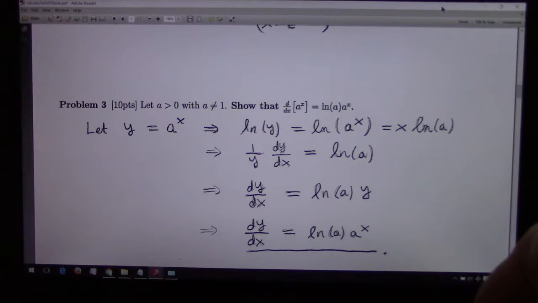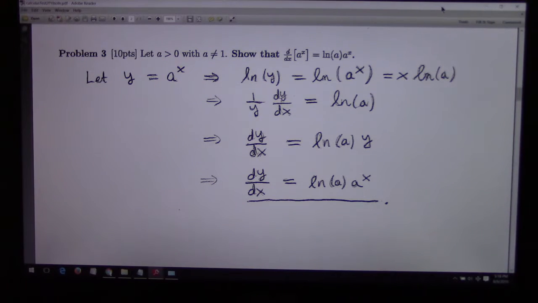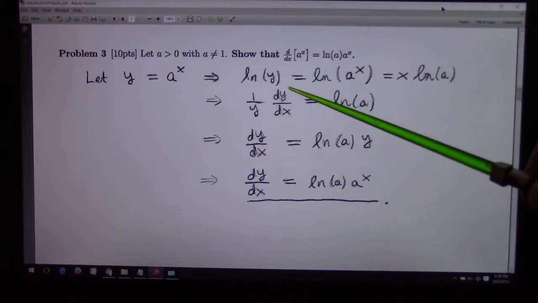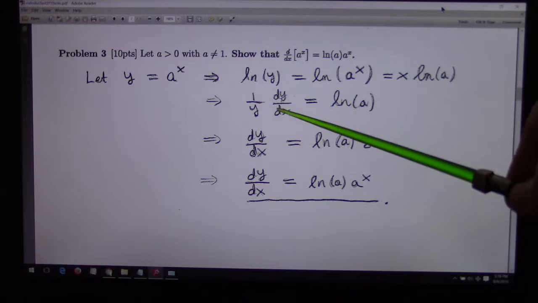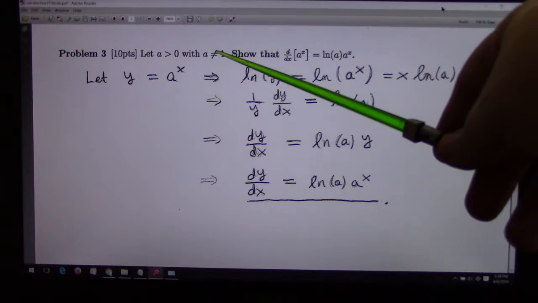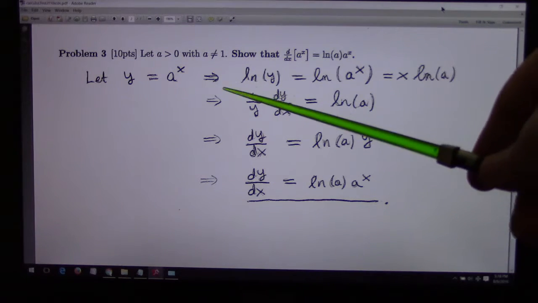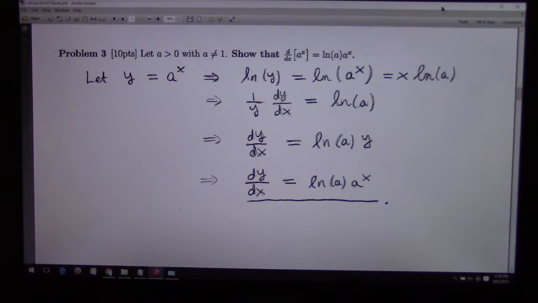You should also be able to do problem 3. How do you show the derivative of a to the x is natural log of a times a to the x? Well, you can show that using implicit differentiation, much like we've discussed, right? Y equals a to the x, take the natural log of both sides. Now, it's presupposed here that the derivative of natural log is known. This problem would be better if I said you're given that the derivative of the natural log is known. Show this, all right?